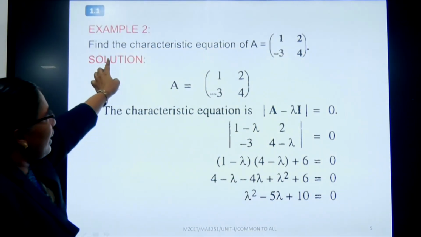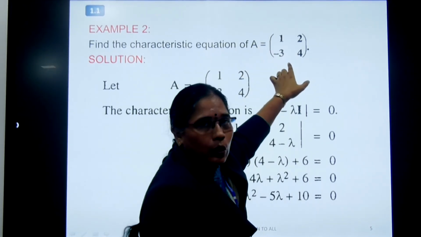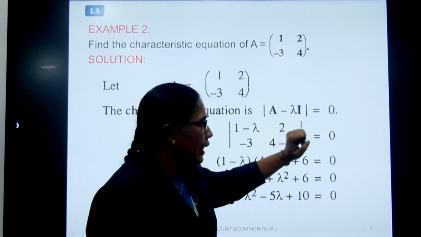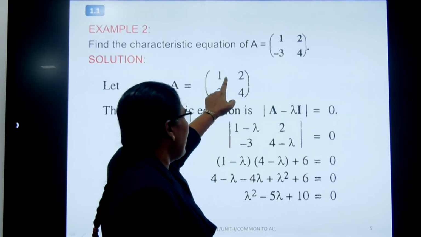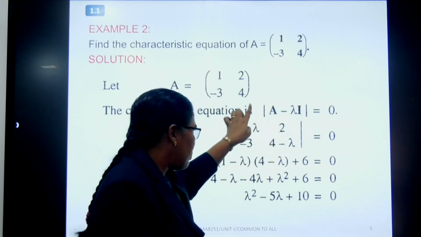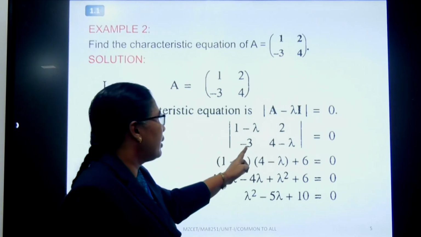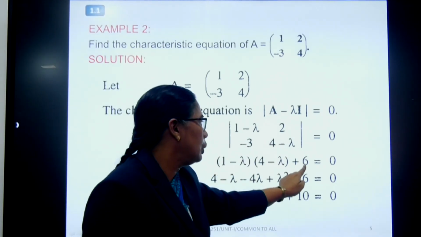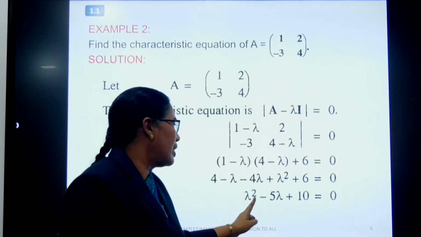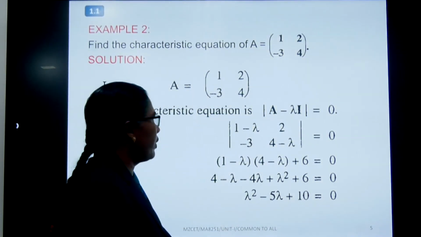Consider another example, my A is 1, 2, 3, 4. This is again a 2 cross 2 matrix. The characteristic equation is determinant of A minus lambda I is equal to 0. Now 1 minus lambda, 2, 3, 4 minus lambda is equal to 0. Now I expand this determinant: 1 minus lambda into 4 minus lambda, minus 3 into 2, which is 6, equal to 0. Now I am multiplying inside, I am getting lambda square minus 5 lambda plus 10 equal to 0. This is the characteristic equation of the matrix.